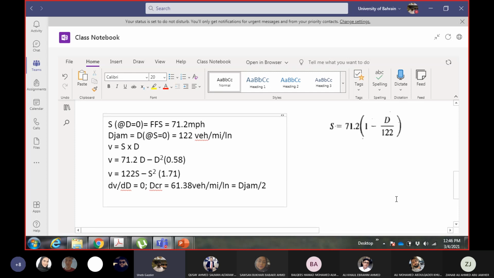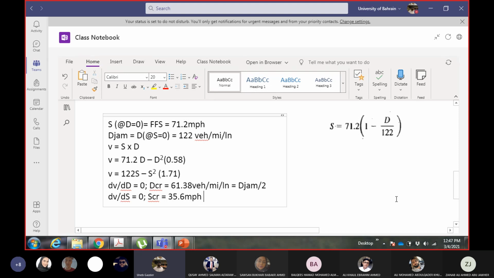Then to find critical speed, I will do dv divided by ds and put it equal to 0. So how much is critical speed here? 35.6, yes, miles per hour.